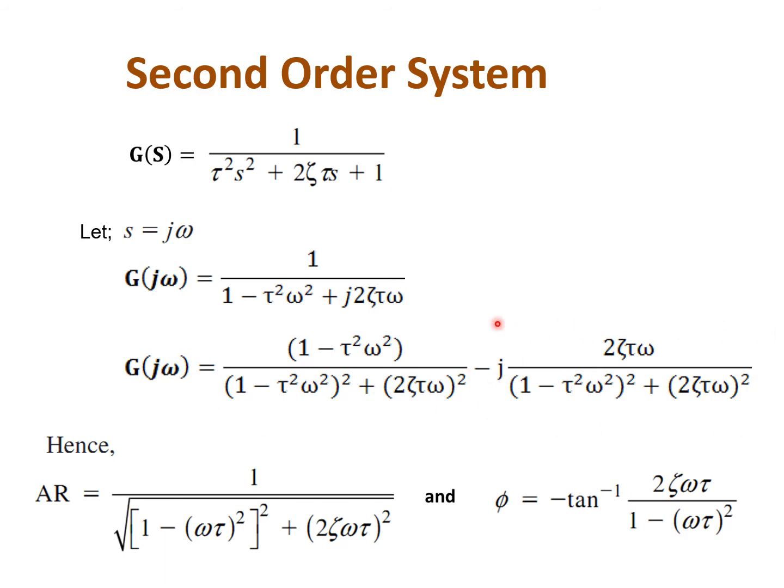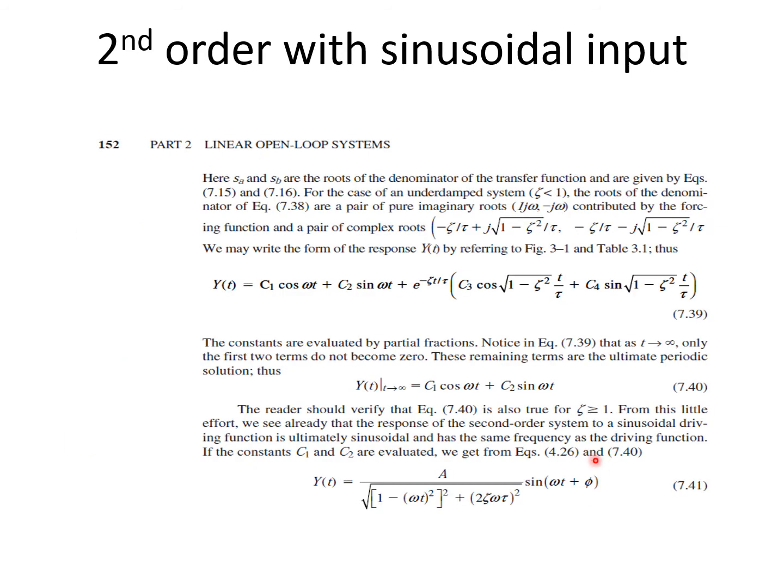From the real part and imaginary part, we can get the amplitude ratio: the imaginary part squared plus the real part squared, and this is the amplitude ratio for the second order system. The phase angle is again given by tan inverse of the imaginary part over the real part, which is given by this. This is what we got from what we've seen before for the dynamics of the second order system. If we put a sinusoidal input into the second order system, this is what we get.